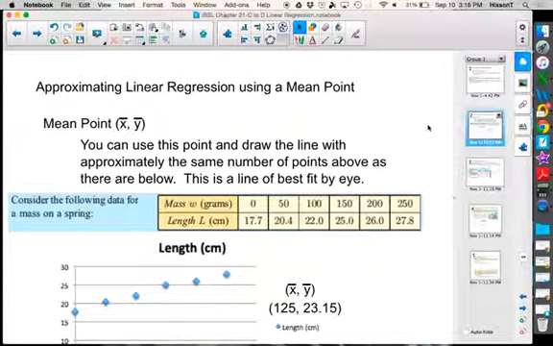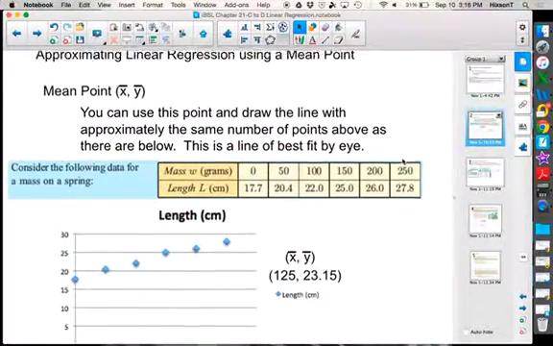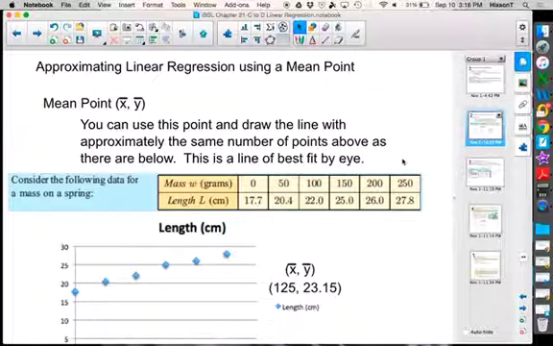So we're going to do other examples where we're actually finding the regression line, and that's what we're going to focus our time on. All right? But let's just take a look at this data.